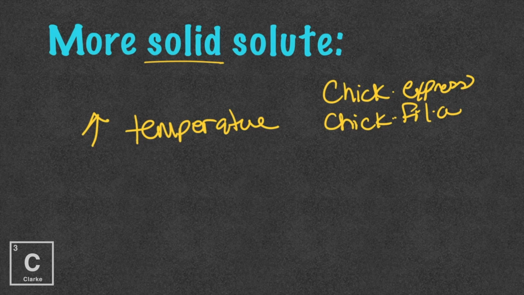You're going to pour your sugar in. You're going to stir. And then you know what? A lot of that sugar just falls right down to the bottom because cold solutions don't hold as much solute as hot solutions. So if we want more solid solute to dissolve, we need to heat up our solution.